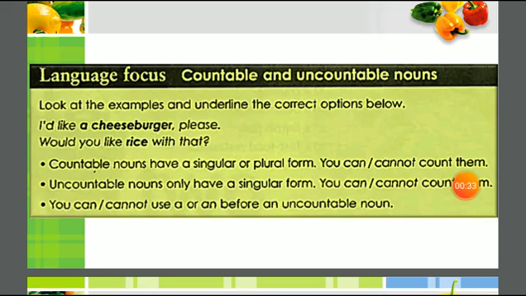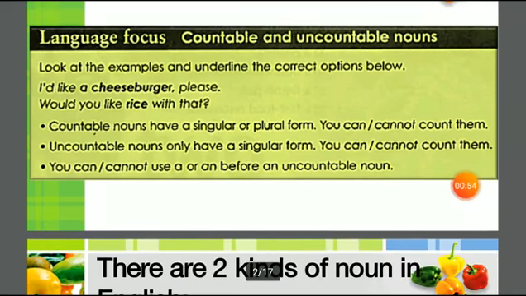Countable nouns have a singular or plural form. You can count them. Uncountable nouns only have a singular form. You cannot count them. You cannot use a or an before an uncountable noun.